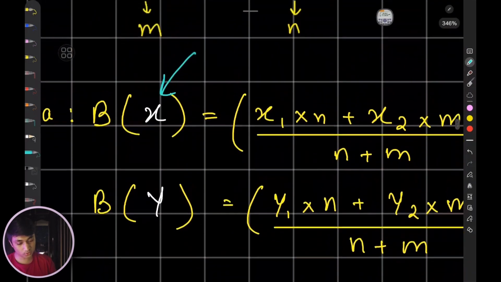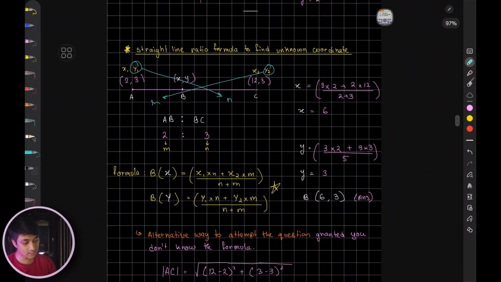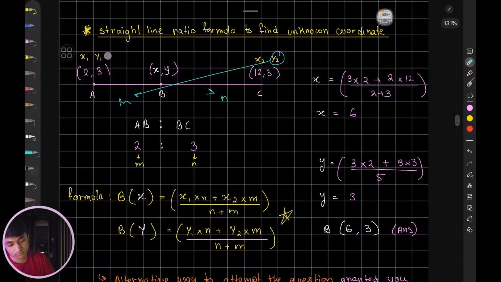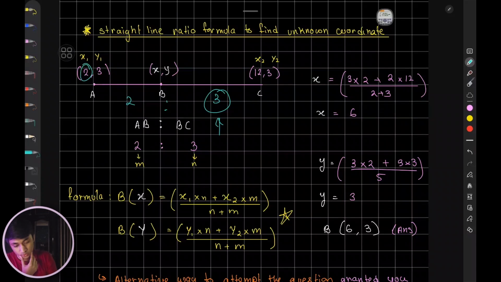So I'm going to work with the example that we have, 2:3. For x again, the x coordinate of B, I'm going to say 2 times 3, because this ratio is 3. So 2 times 3 plus 12 times 2. Divide by what? 2 plus 3, 5. Now when you find the answer, it's going to be 6.